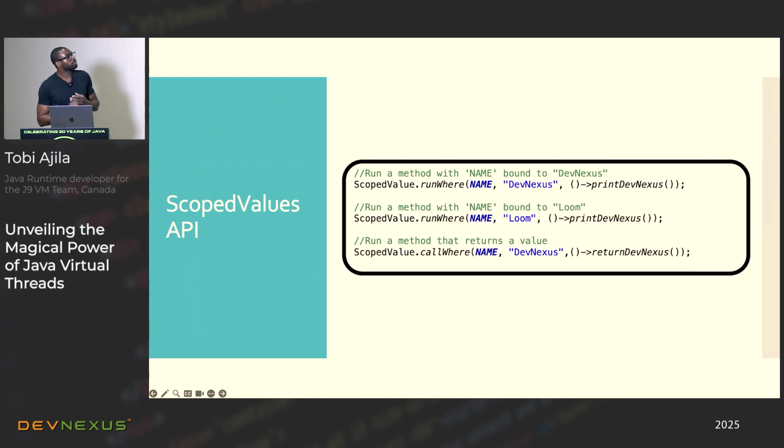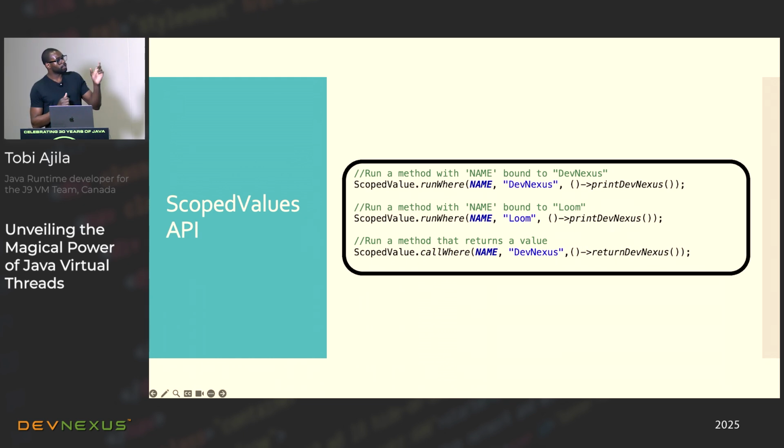So here's an example of how to create a scoped value. At the top, we're going to create a scoped value name, and it's essentially a string. We're going to bind that string to Devnexus, and when that method looks up name, it sees Devnexus. In the second example, we can rebind that name to a different string, and when it looks up that name, it sees loon.